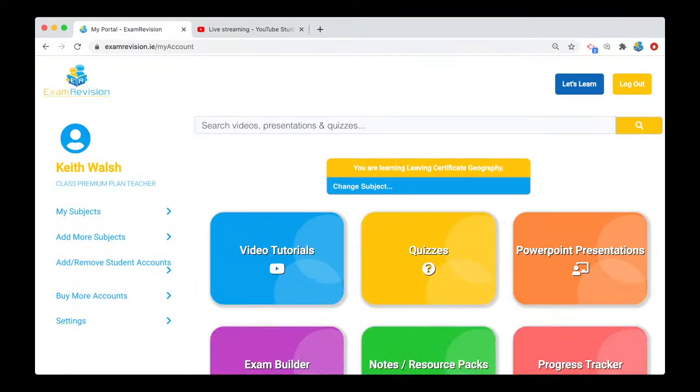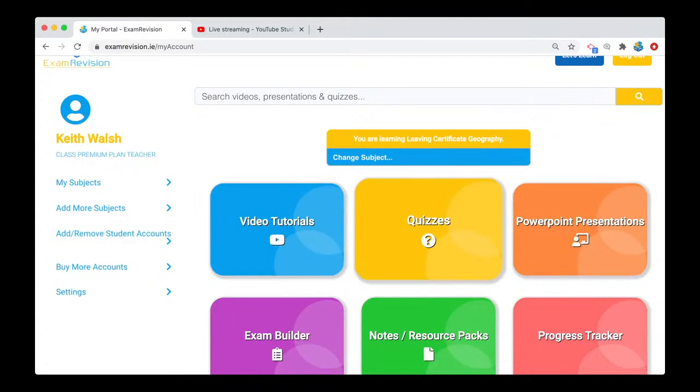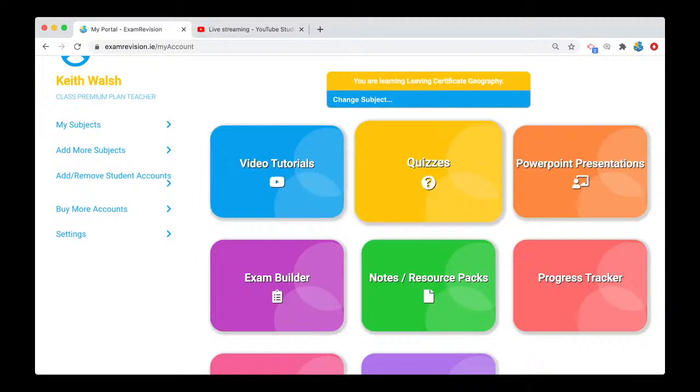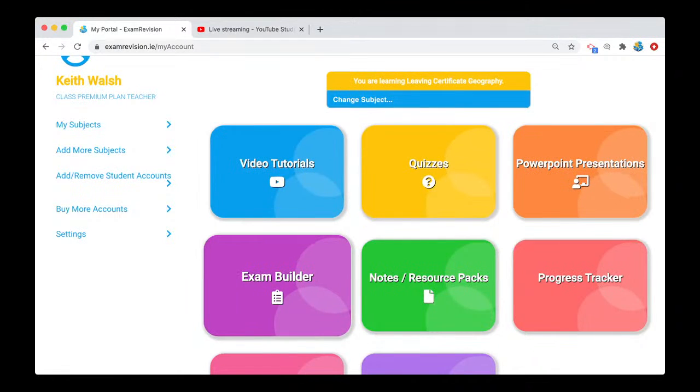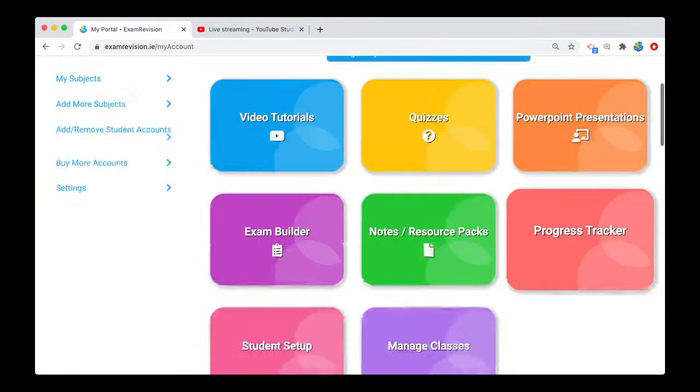I just want to take you through ExamRevision in case some of you might not have used it before and might be wondering what we have. So for example, this is when you log in. This is what you've got. You've got your subjects. You can add more subjects and so on. You've got video tutorials. You've got quizzes. You've got PowerPoints. You've got exam questions. It's called Exam Builder because I'm a teacher. You've got notes and resource packs. You can track the progress of the students in your class and so on.